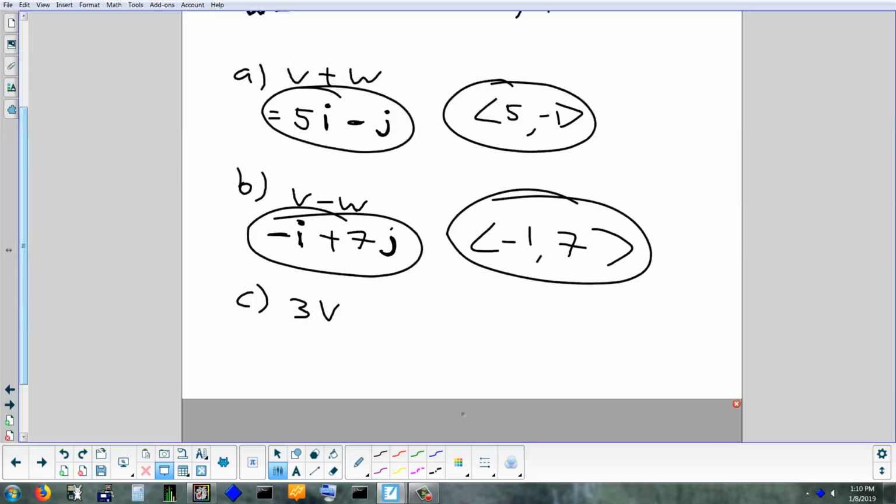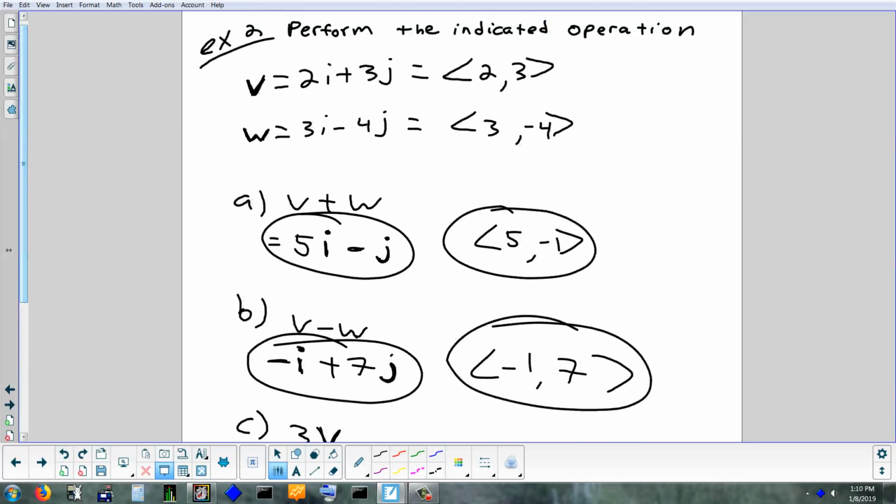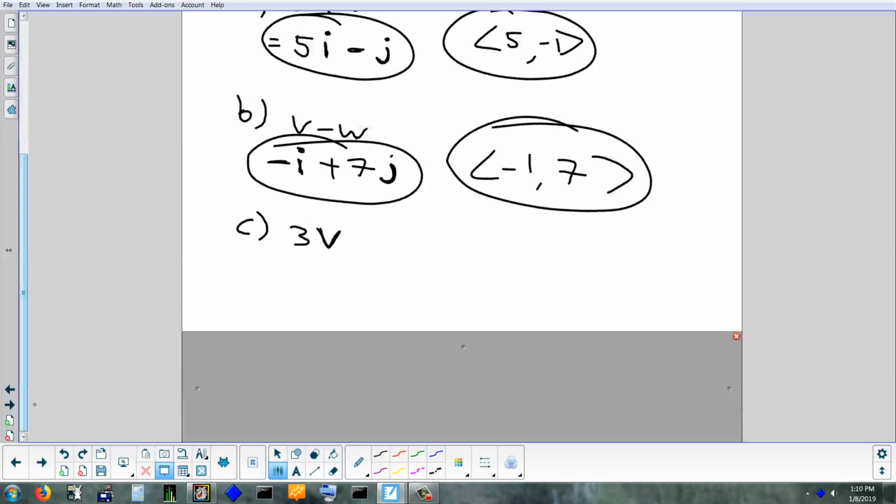Okay, let's look at C. This is just an operation on one vector. You're not using w. You're just going to take v and triple it. So if you take v and you triple it, what would that turn into? Just think of it as like a distributive property. 6i plus 9j, or 6, comma 9 in brackets.